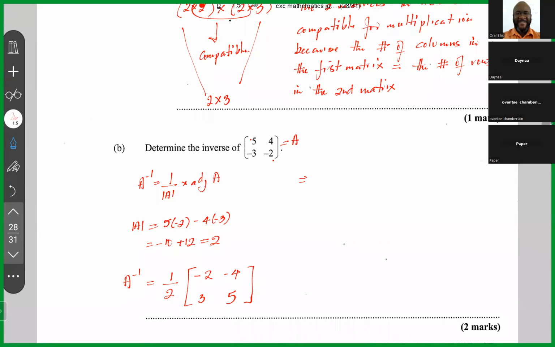So therefore, A inverse is equal to, now multiplying by a half is the same as saying divide by 2. So it's minus 2 over 2, minus 4 over 2, 3 over 2, 5 over 2. The inverse is minus 1, minus 2, 3 over 2, 5 over 2. That's the inverse of the matrix that we have there.